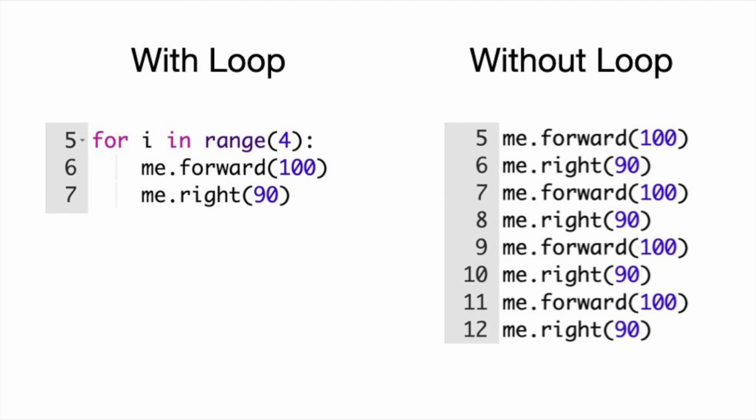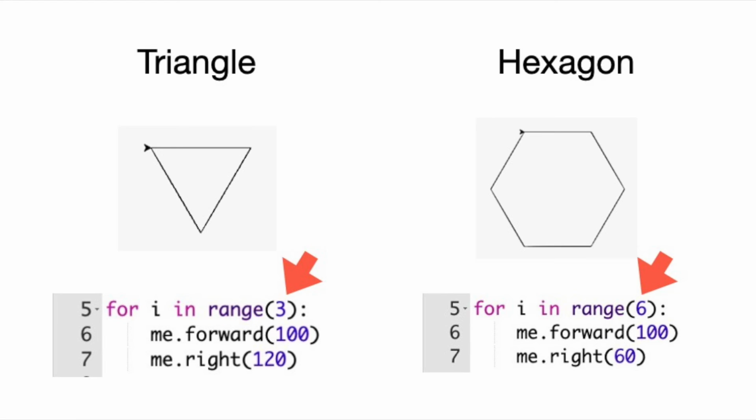Using a loop is faster, cleaner, and easier to change. If we wanted a triangle, we could just change the number to 3. If we wanted 6 sides, we change it to 6.